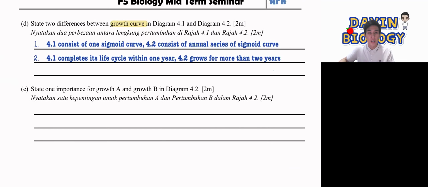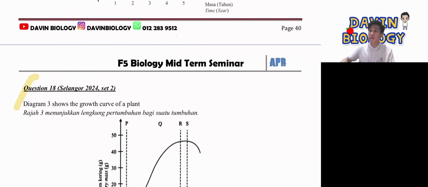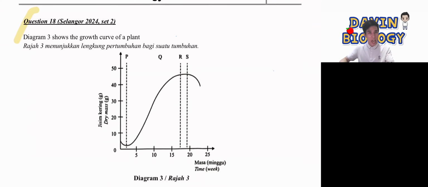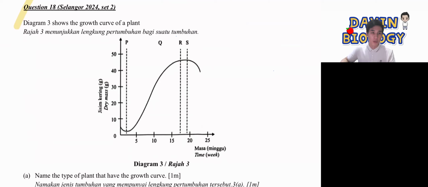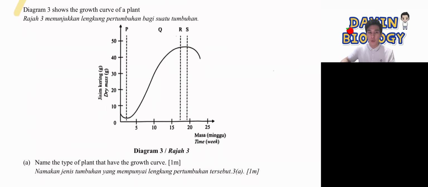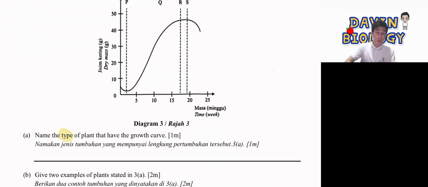Then let's do one trial question. This is page 41, question 18. Now, annual growth curve question. Most of the questions here we have mostly done already. So name a type of plant that has this growth curve. The types are annual, biennial, perennial. So of course we know already it is an annual plant.